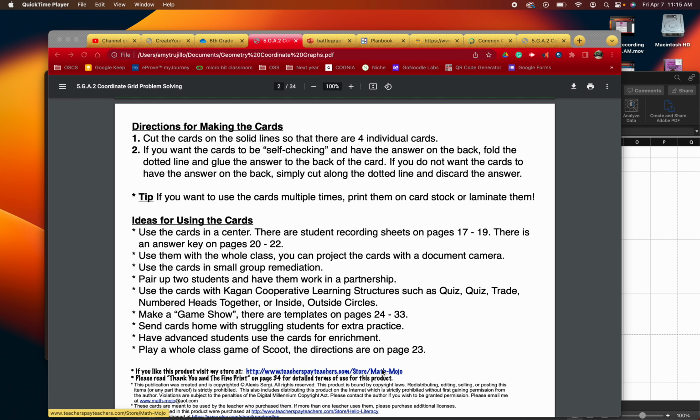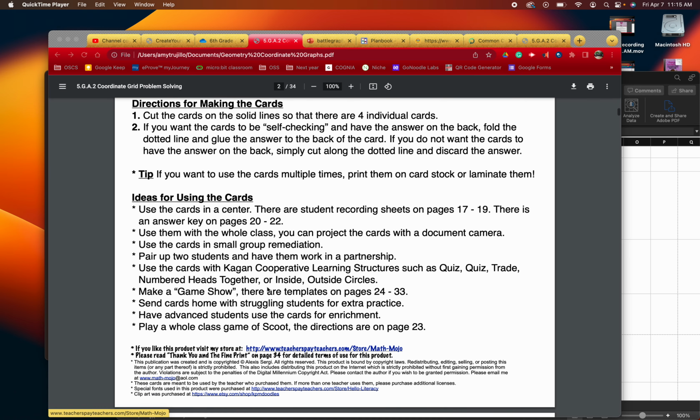Coordinate grid. This is obviously a 5th grade standard, but since you teach 6th grade and this is the beginning of geometry, this is one of the last skills they probably worked on. Hopefully they worked on it in 5th grade. But you can use it for Kagan. You can use this for quiz trade or number heads up, or do a game show.